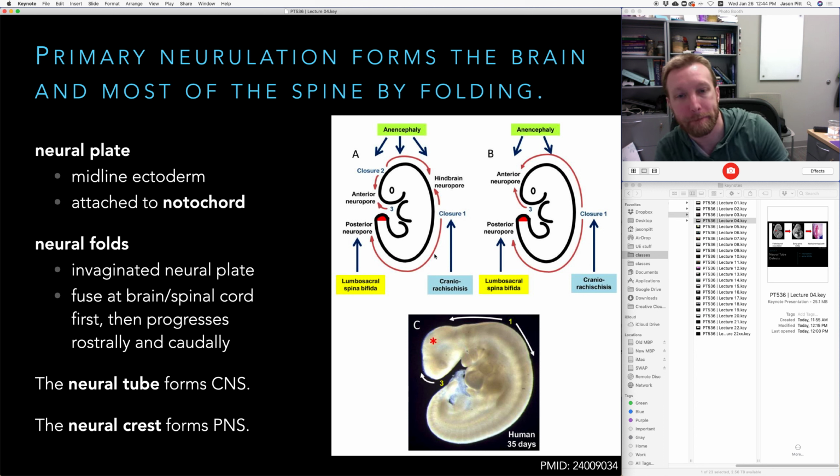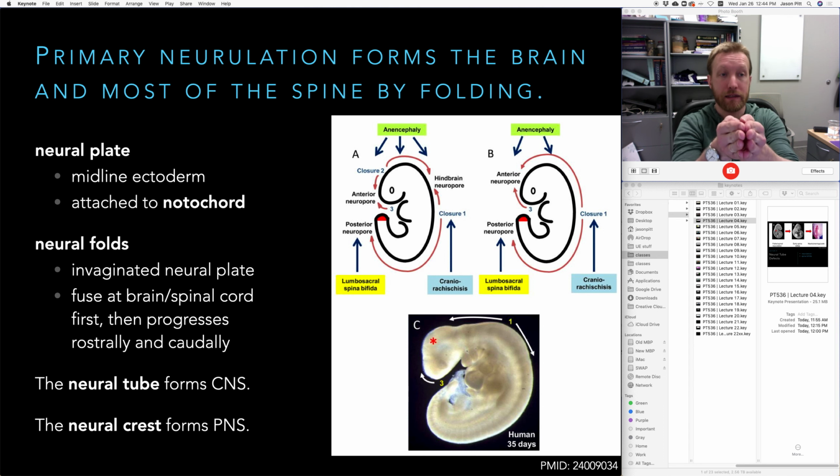So the closure starts somewhere around the back of the neck, shoulder area, and then it zippers up. Sometimes there are multiple closure events and they all meet together. In some species, it's just one closure. Doesn't matter. We close up somewhere in the middle and zipper up.